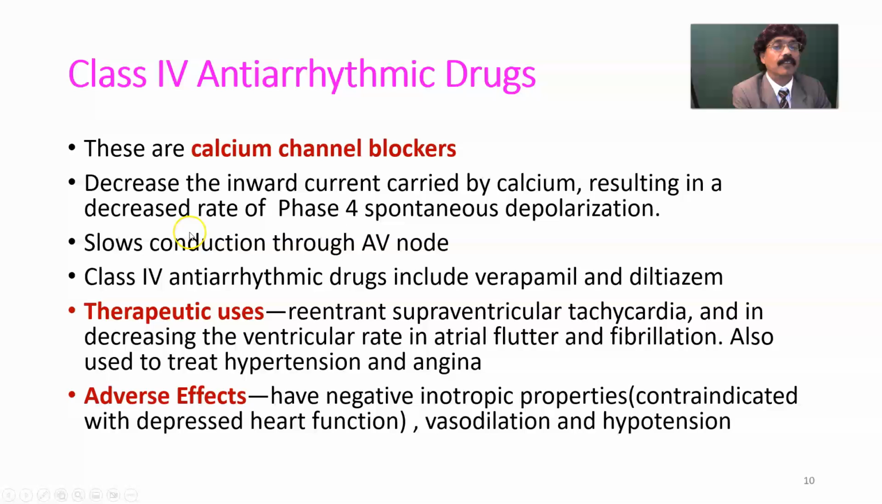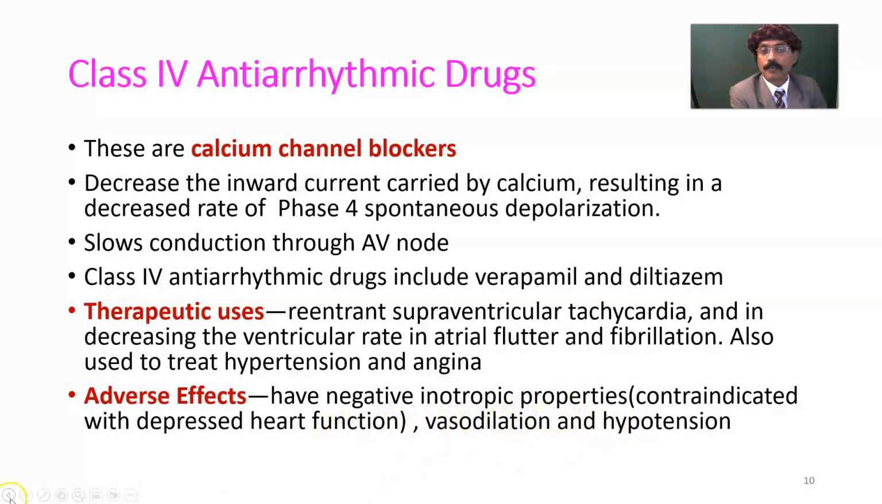Class 4 antiarrhythmic drugs are calcium channel blockers. They decrease the inward current carried by calcium, resulting in a decreased rate of phase 4 spontaneous depolarization, and slow conduction through the AV node. Class 4 drugs include verapamil and diltiazem. Therapeutic uses include reentrant supraventricular tachycardia and decreasing the ventricular rate in atrial flutter and fibrillation. They are also used to treat hypertension and angina. Adverse effects: negative inotropic properties, so they are contraindicated in depressed heart function, vasodilatation, and hypotension.